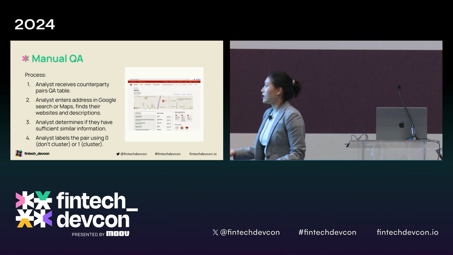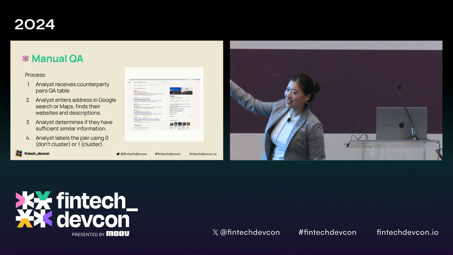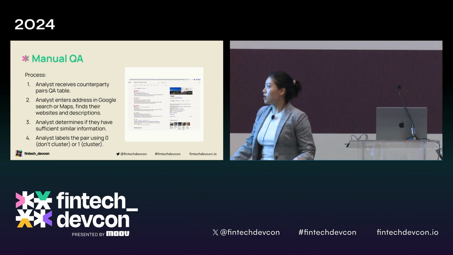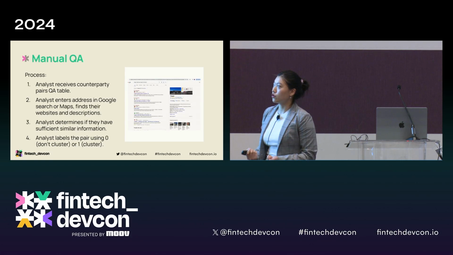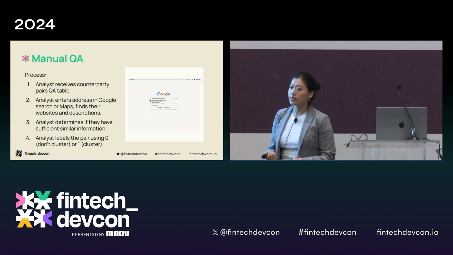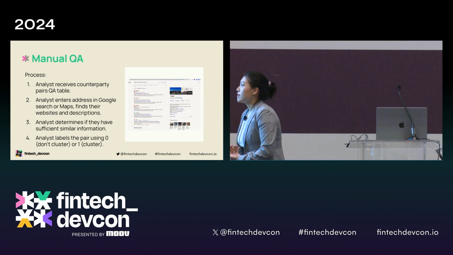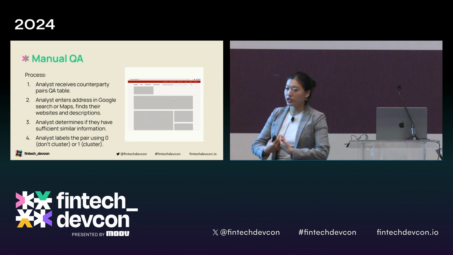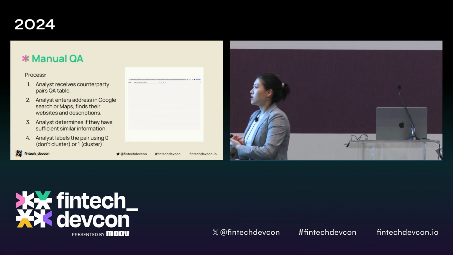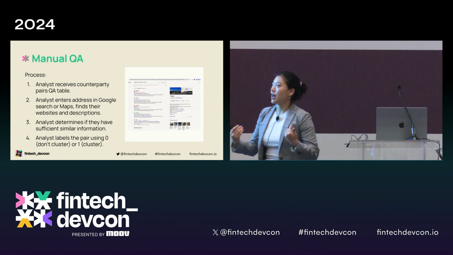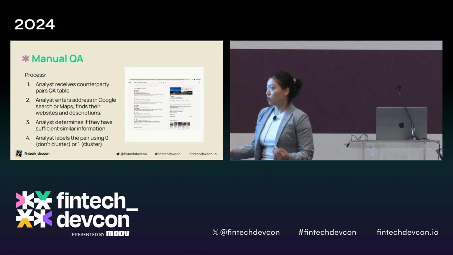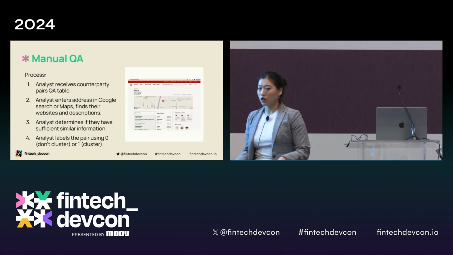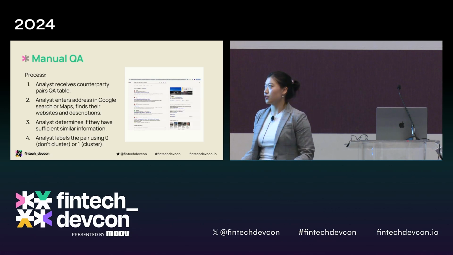In short, the process is: the analyst receives the counterparty pairs QA table. This is a table, and then they conduct the process like this GIF shows. The analyst will enter the address in Google search or maps, and find their websites and descriptions. Then after they gather that information, they digest it and determine if they have sufficiently similar information. Lastly, they label the pair using 0, do not cluster, or 1, cluster.